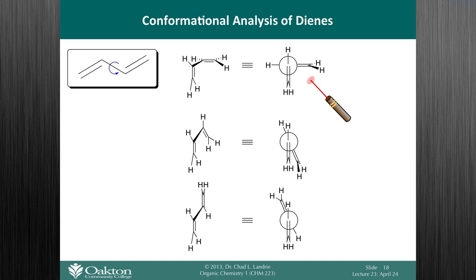In the transition state in between those two, we can see that the pi systems are perpendicular, and there's very little steric repulsion between the CH2 groups, so there must be another explanation for why this conformation is higher in energy than either of the two bottom ones.